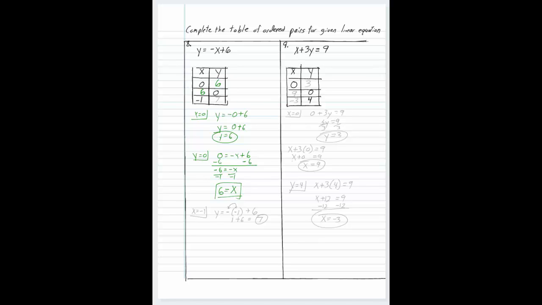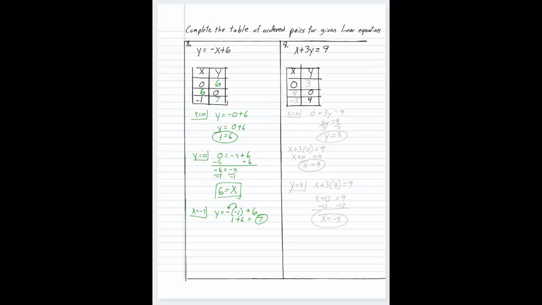Number 9, we're going to do the same thing. When x equals 0, we get 0 plus 3y equals 9. Well, 0 plus 3y is still 3y. And then from here, we'll just divide by 3. And this gives us y equals 3. There's our first answer.